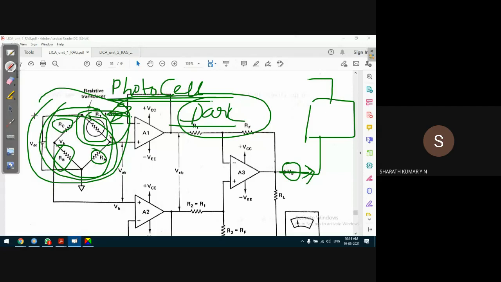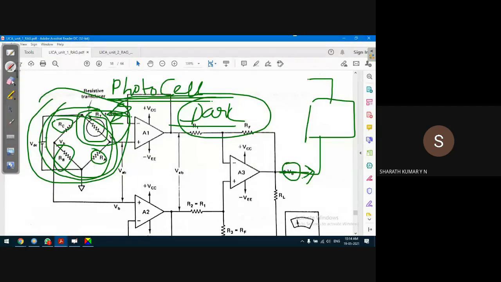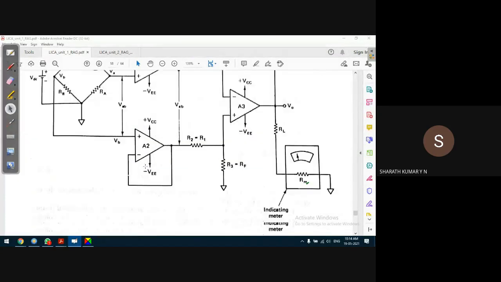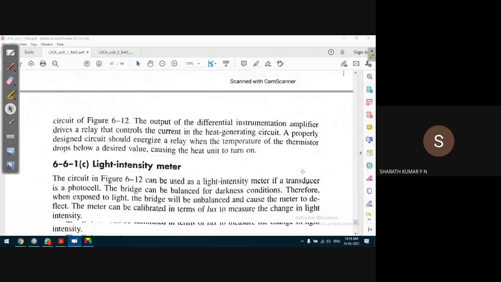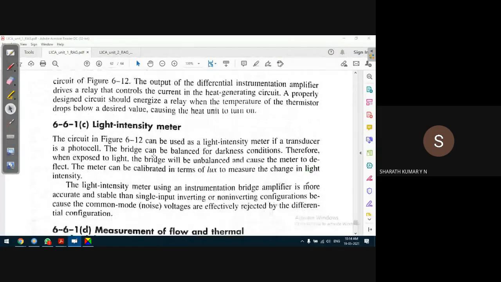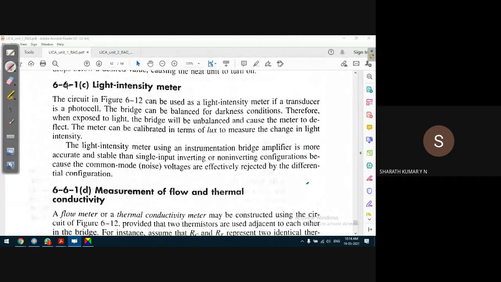So that is one of the applications of what is known as an instrumentation amplifier. We can think of many applications like that. Depending on the particular requirement, we can select the transducer or sensor for the measurement of a particular physical quantity. Not just detection, it is also for control. The meter is calibrated in terms of lux, which is the unit of light, to calibrate the instrument.